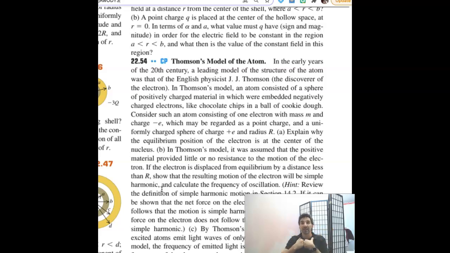Well, for part A, we want to explain why the equilibrium position of the electron must be at the center of the nucleus for an atom consisting of one electron. Now, this may go in a little bit of an opposite direction of what J.J. Thompson was saying, that the negative is going to be somewhere displaced in that positive charge.